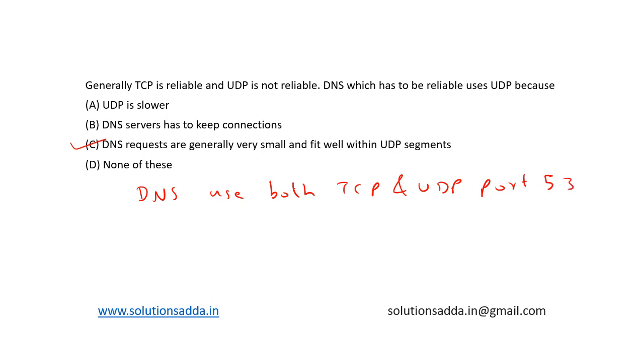For larger responses like zone file transfer, TCP on port 53 will be used and not UDP on port 53. So in general, since DNS requests are very small and fit well within UDP segments, UDP is used.